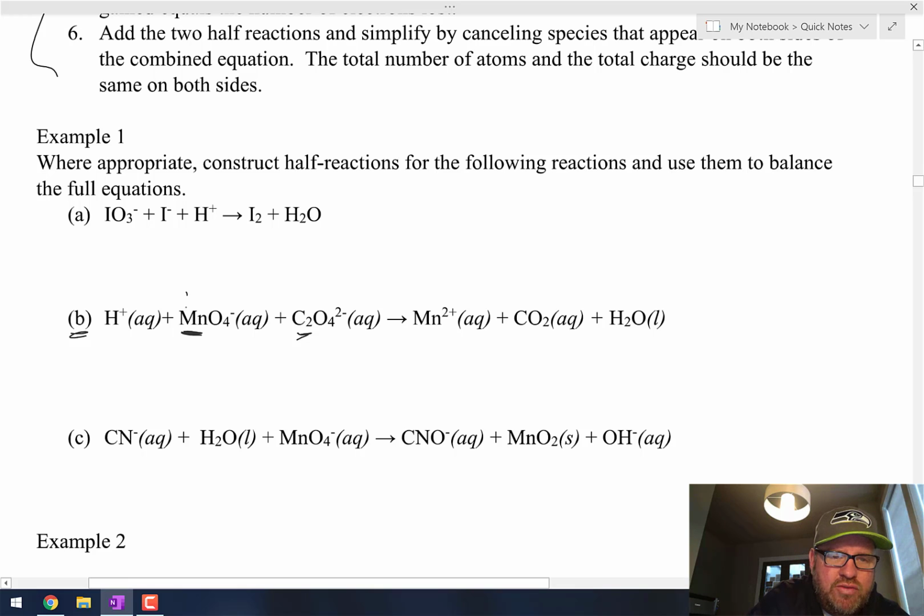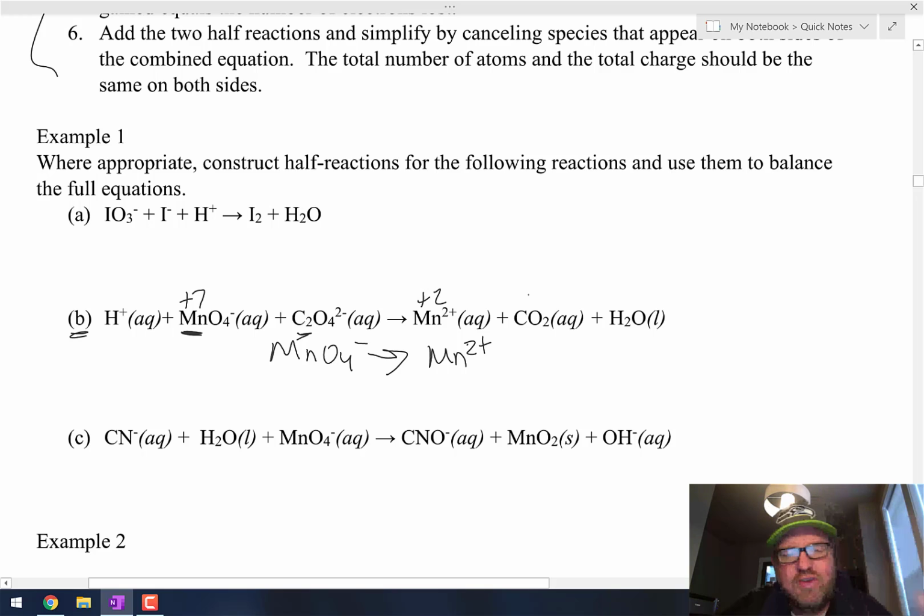So manganese over here has an oxidation number of +7. Here it's +2. So there we can see that the oxidation number is being reduced. So one of our half reactions is going to be MnO4- becoming Mn2+. And I don't even care if it's oxidation or reduction. It's going to show itself as to what it is, even though we know it's reduction. It doesn't really matter at this point.